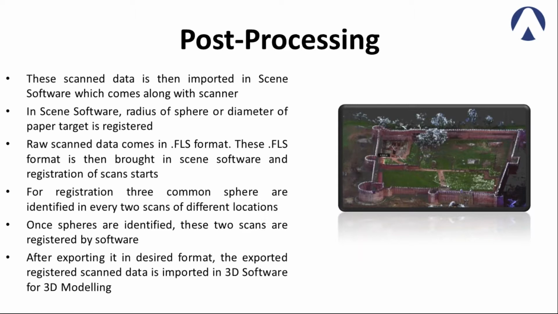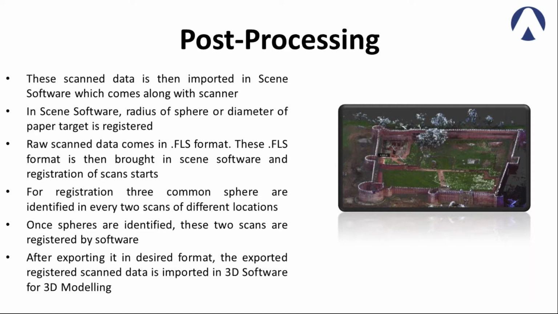When you have scanned, you have to do post processing. When you do the post processing, the scanned data from the scanner, UAV, terrestrial, you take those data in a stepwise manner. The scanned data is then imported in a scene software which comes along with the scanner. In scene software, radius of sphere or diameter of paper targets, which are called checkerboards, is registered. Raw scan data comes in .fls format. This .fls format is then brought in scene software and registration of scan starts.